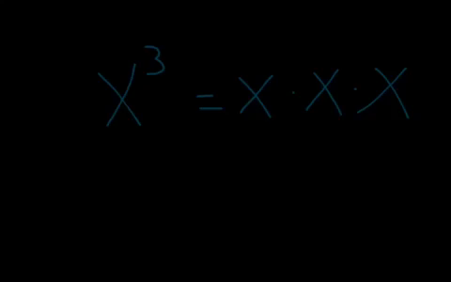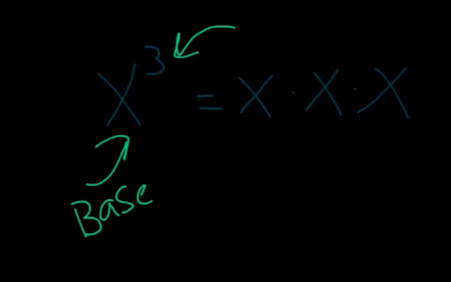Today we're going to talk about exponents, the power rule. We've seen before that when we have x to the third, we write that as x times x times x. The base multiplied by the number of the exponent.